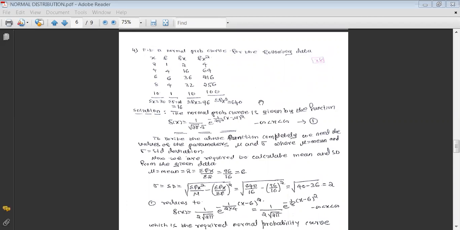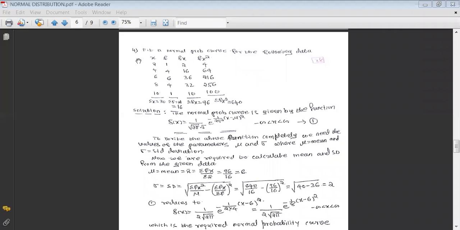In the first session on normal distribution, we considered the basic definition of normal distribution, the standard normal variate, how to convert normal to standard normal, and we also did some examples on normal distribution. Now let us go with some more examples on normal.